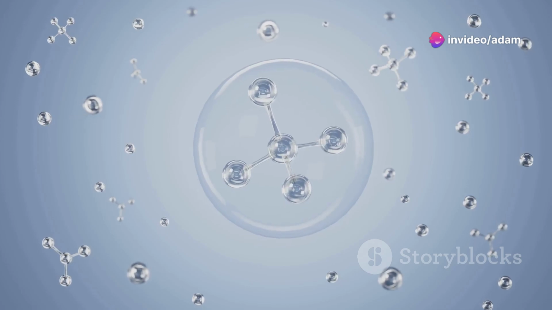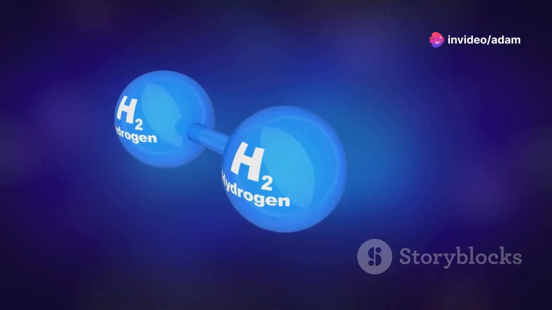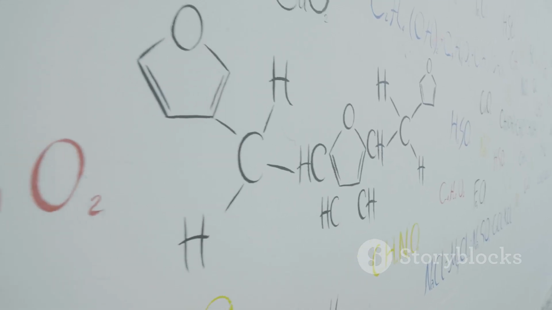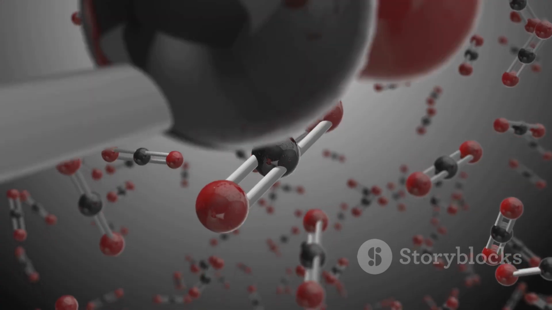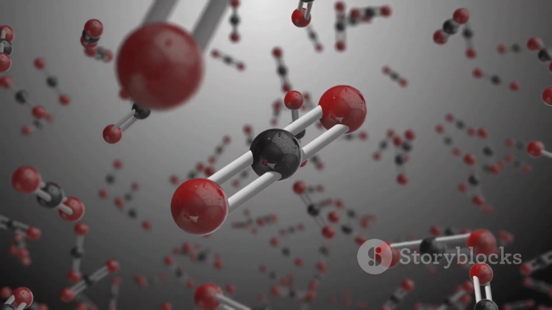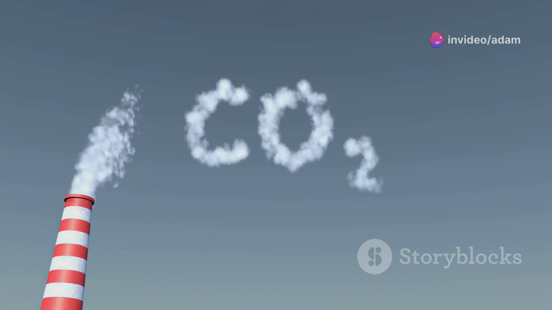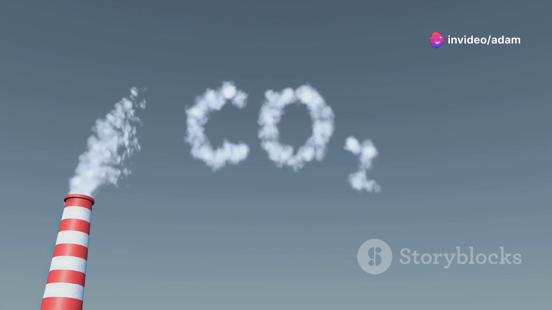Water is a great example of a molecule. It's made up of two hydrogen atoms and one oxygen atom. That's why we write it as H2O. Another example is carbon dioxide, which we breathe out. It's made up of one carbon atom and two oxygen atoms, CO2.